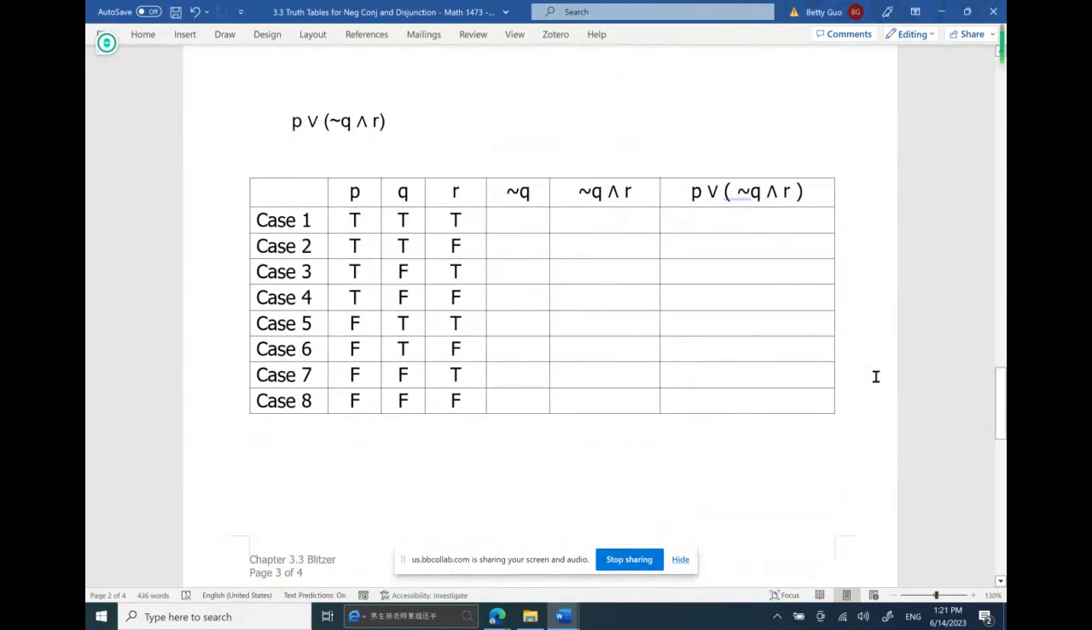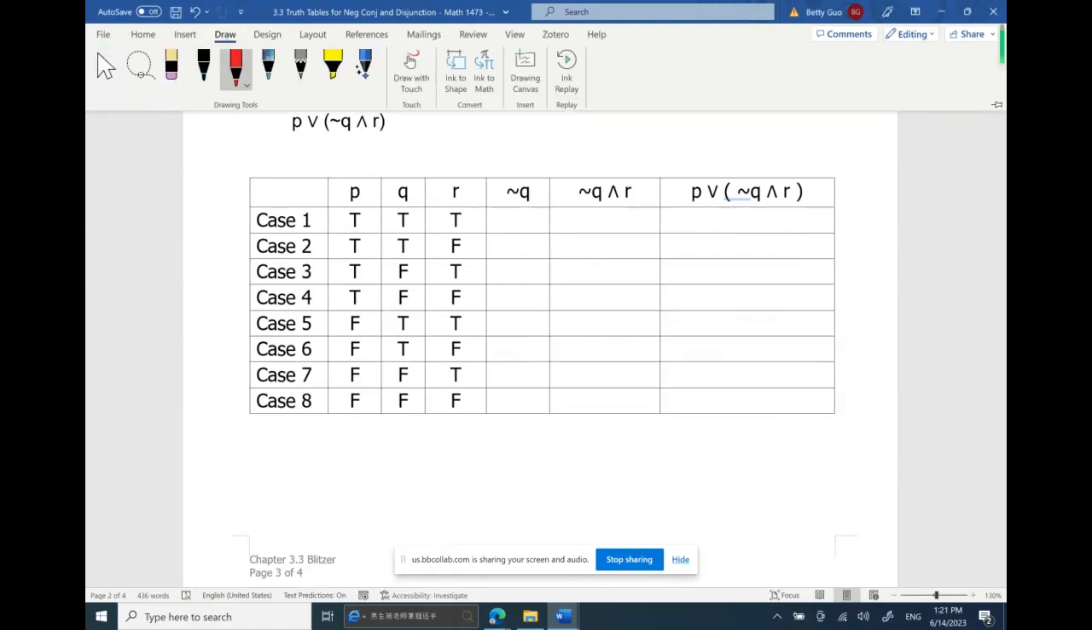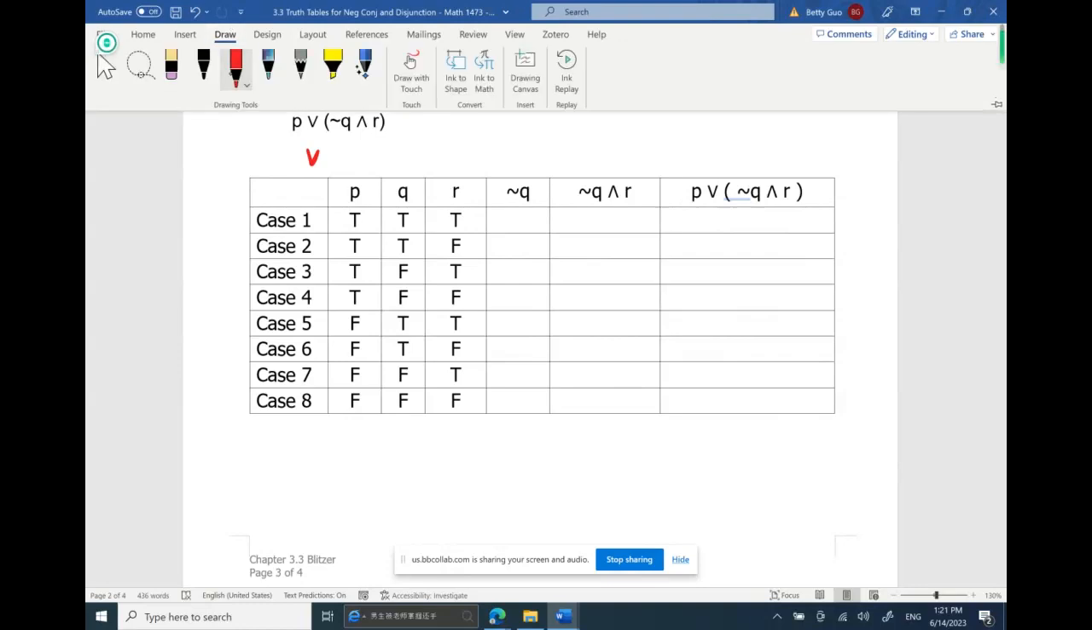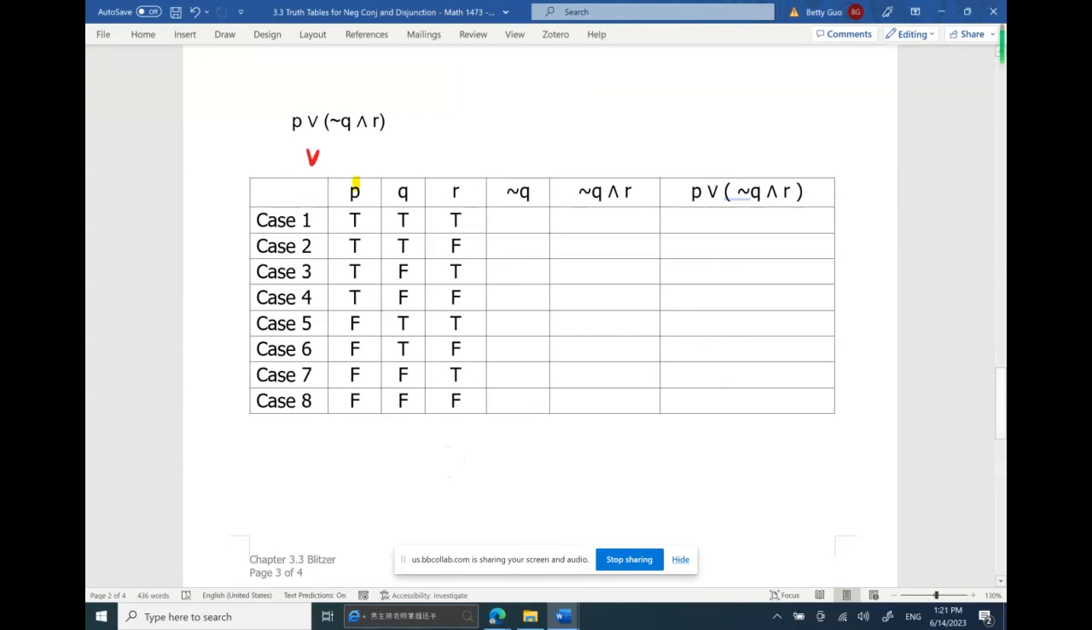Next, look at the structure. This kind of question requires you to see the structure of the compound statement very clearly. It is a disjunction, and it has two components. The first component is P. The second component is not Q and R. Those are the two components of the compound.